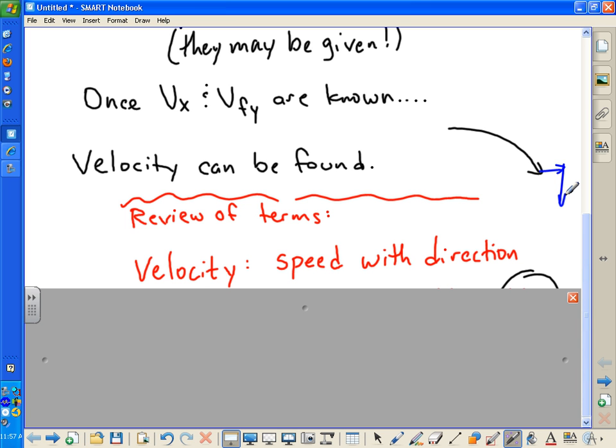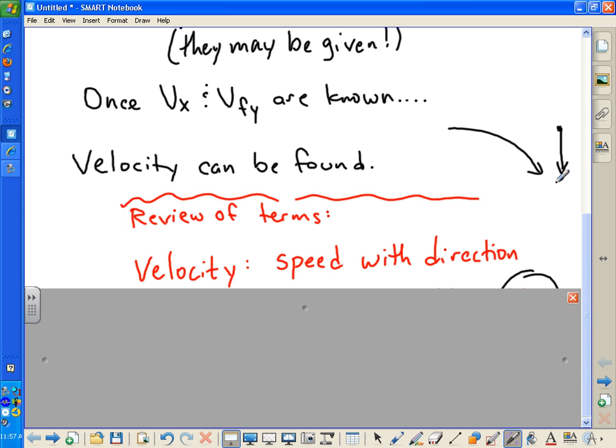Now what if an object simply fell straight down? And we asked you to find the velocity here. What direction is it moving? Down. So you'd be looking for what? Vfy, the final speed after that fall down, because that's the only direction it's moving.